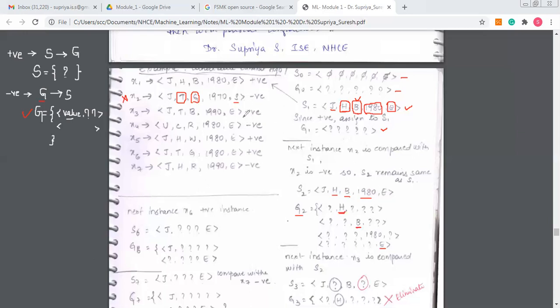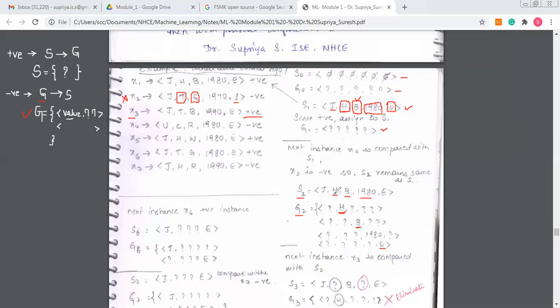So I'm going to take the next instance, which is positive. And since it's a positive instance, I'm only going to consider the specific term. The generic term remains the same, so I will keep the generic term as it is, whereas the specific term, I'm going to generalize it. So S2 is now compared with X3. Okay, so S2 is J and J remains the same.